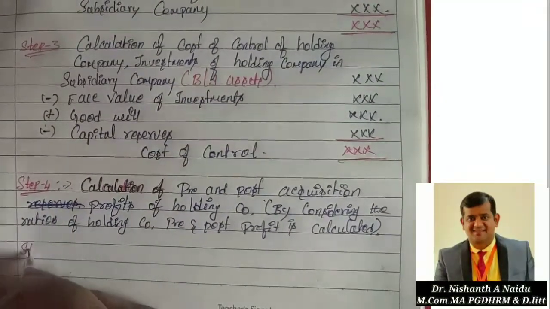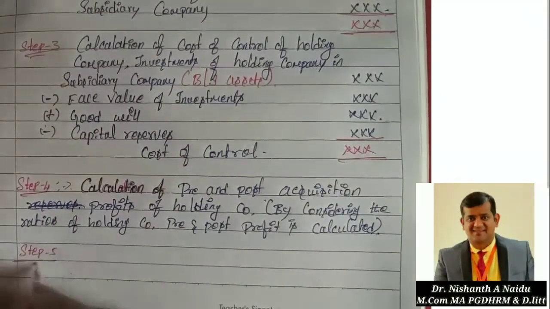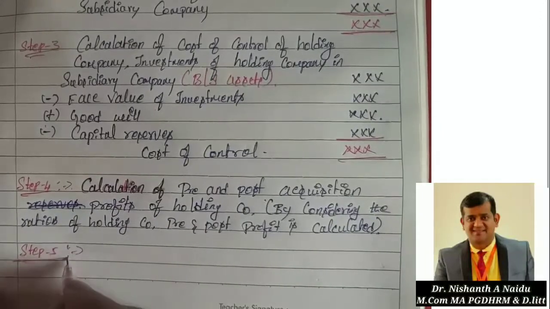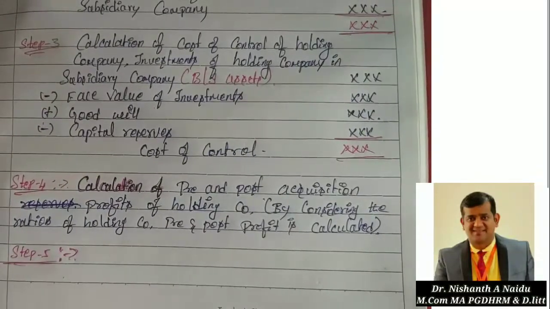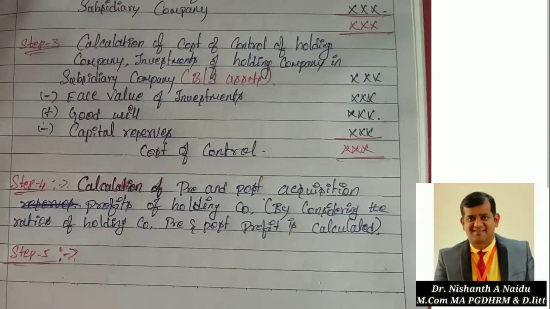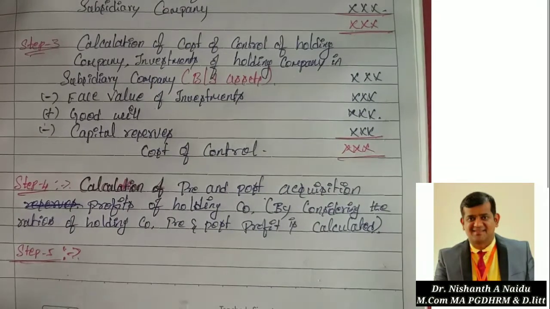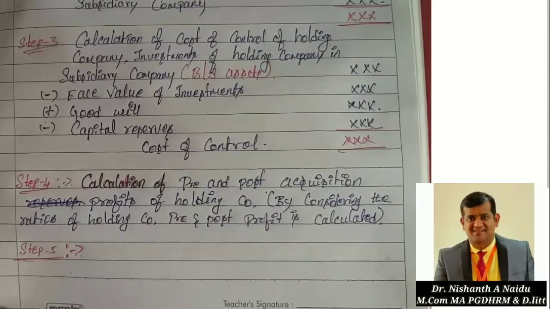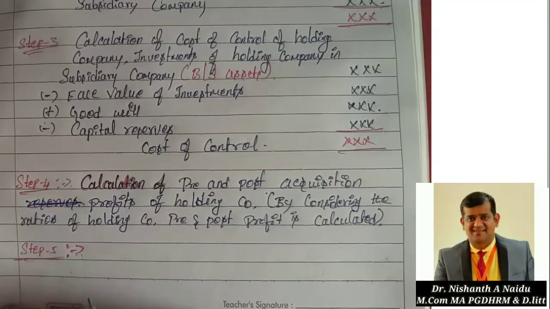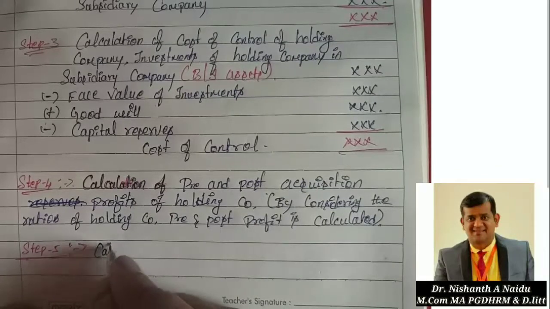Next is step 5. Usually many of the students do it in 7 steps. Here, to prepare a consolidated balance sheet, we require 5 steps, so I'm condensing it to 5 steps only. Okay, so you also follow that.